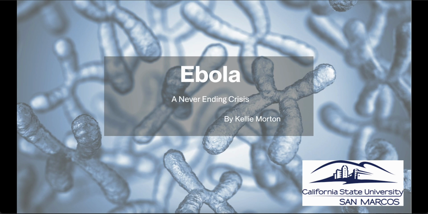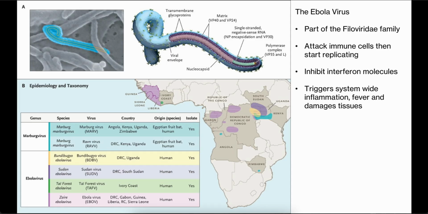My presentation is on the Ebola crisis. Let's start by getting to know the virus. In panel A is the Makona strain of the Ebola virus. They are filamentous particles, which is the blue worm-like structure you see.